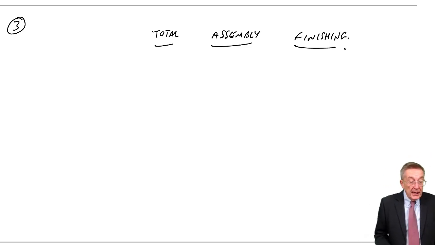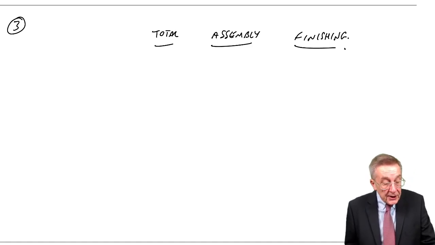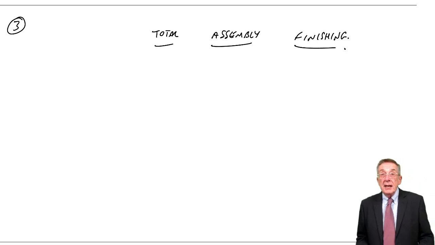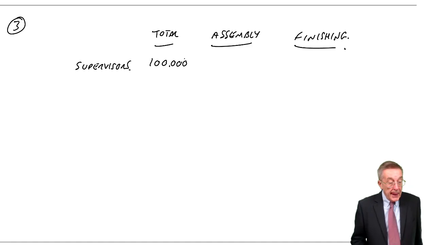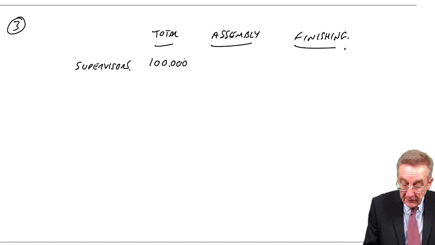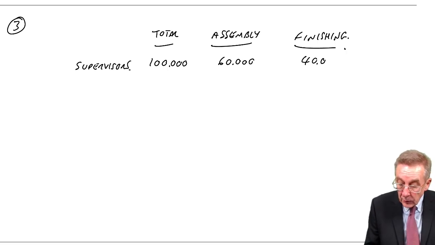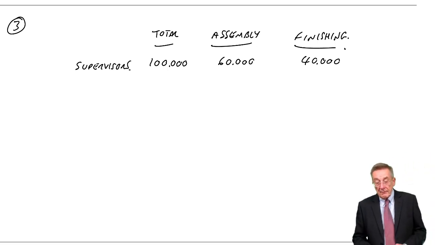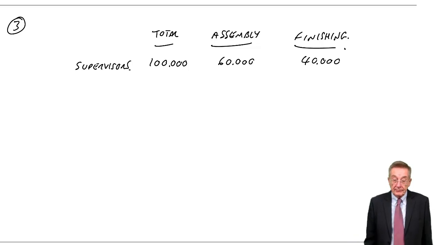And what does it say about the costs? It says the fixed cost of production is $700,000. Of this total, $100,000 is the salary of the supervisors. So supervisors 100,000. And how are we going to split that? Well, it tells us the assembly supervisor is paid 60,000, the finishing supervisor 40. So that's easy. If we know what the cost is in each bit, we stick it in each bit.